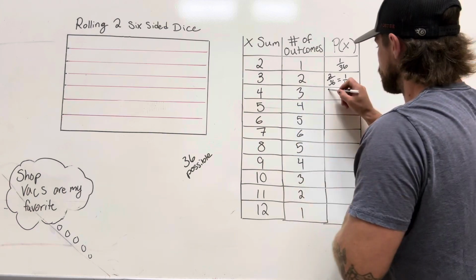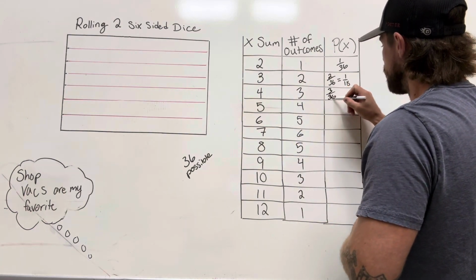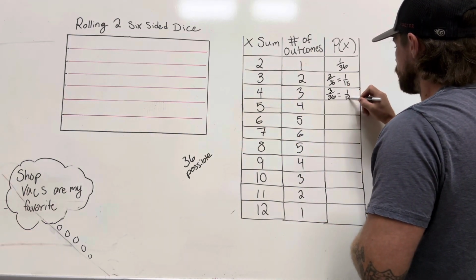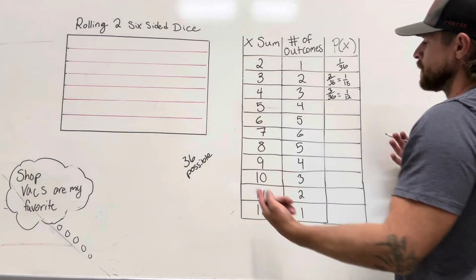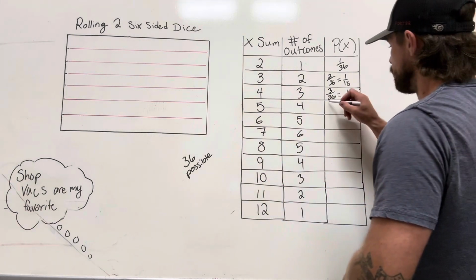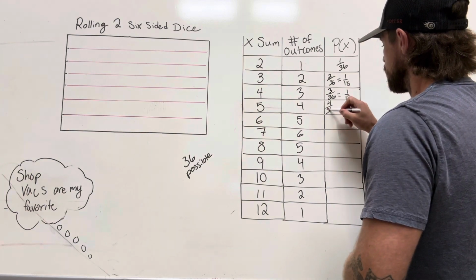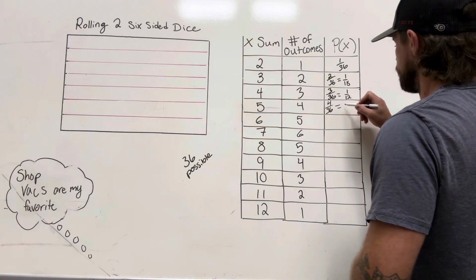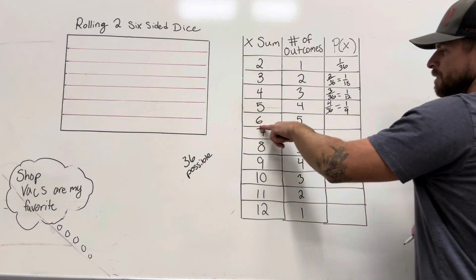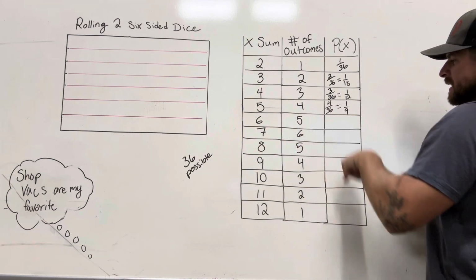4 is going to be 3 in 36. That's going to simplify down to 1/12th. You have a 1 in 12 shot of rolling a 4. Now when it gets to 5, this is where we get into the heavier dose of it, right? So we've got 4 in 36. That's going to simplify down to 2/18, 1/9. 6 is 5 in 36.